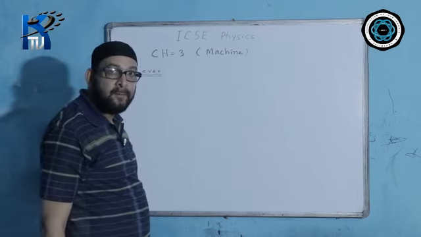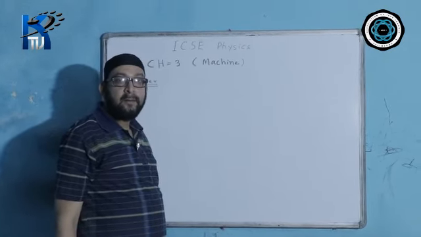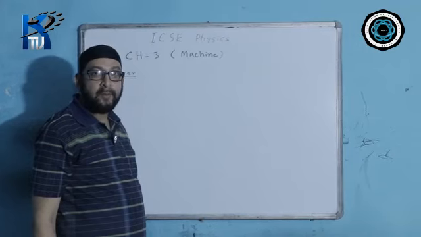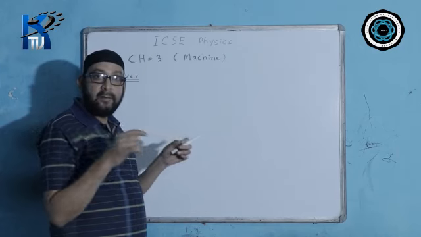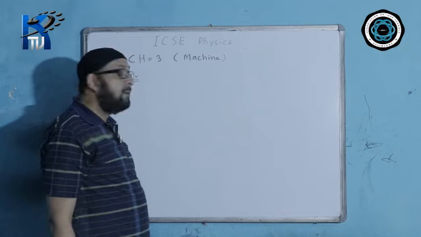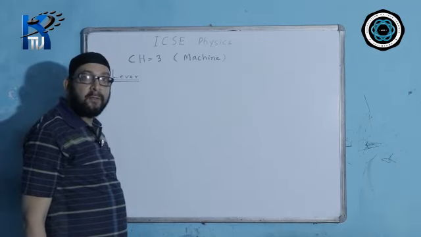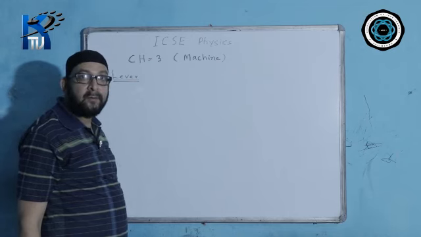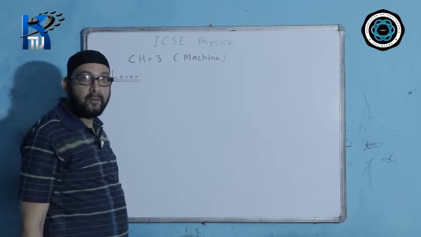What is a lever? We say a lever is a straight or a bent rigid bar which is capable of rotation about a point. Any rigid bar which is straight or bent and which can be rotated about a point is called a lever. A lever works on the principle of moments, about which we have discussed in chapter number 1. The principle of moments says the total anti-clockwise moment and total clockwise moment are equal.